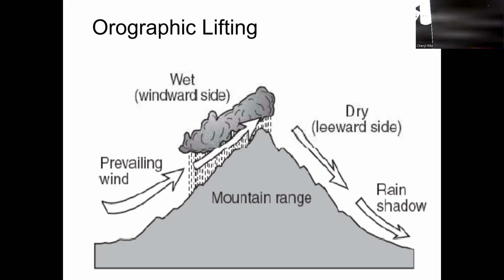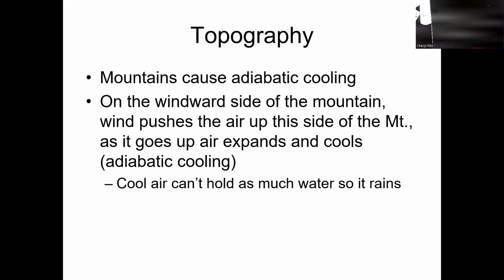So topography, which is mountains, will cause adiabatic cooling. Remember, warm air rises, it cools. So on the windward side of the mountain, wind pushes the air up the side of the mountain. As it goes up, it expands and cools. That's called adiabatic cooling. Cool air can't hold as much water, so it rains.